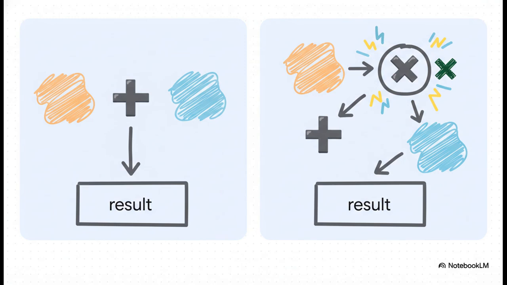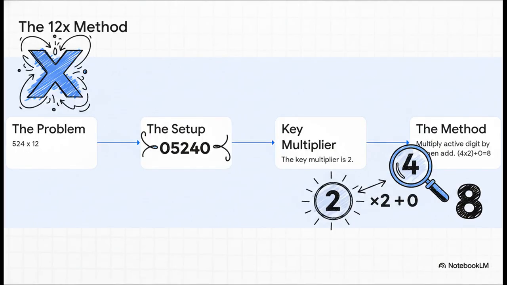When we multiply by 11, all we did was add the neighbor. Now, for a number like 12, we're going to multiply our main digit by that last number, the 2 in this case, before we add its neighbor. Let's put it into practice with 524 times 12. The setup is exactly the same. Two digits in our multiplier means one zero on each side, so we've got 0, 5, 2, 4, 0.